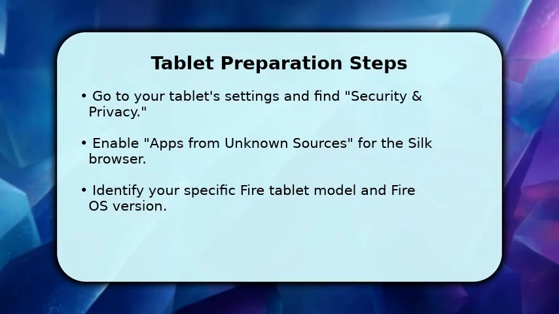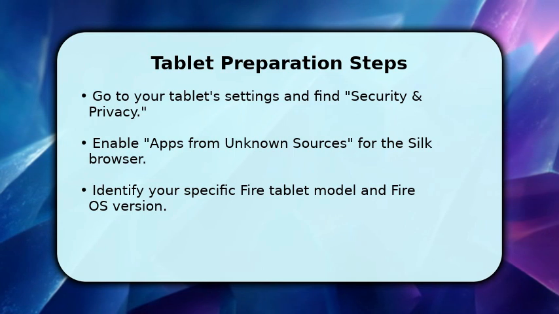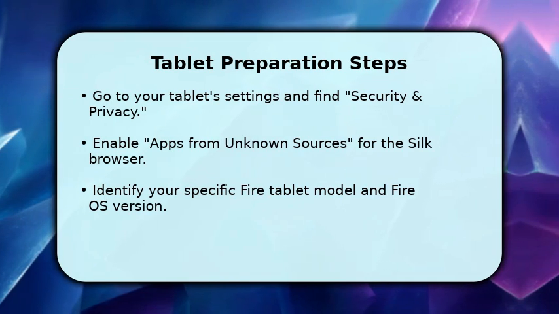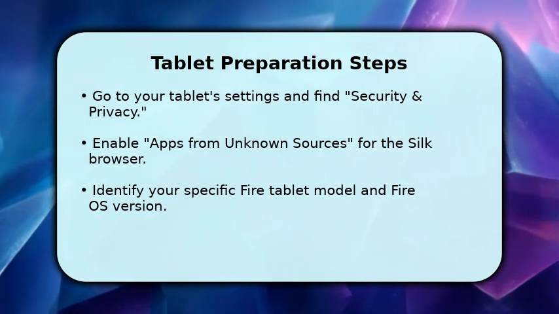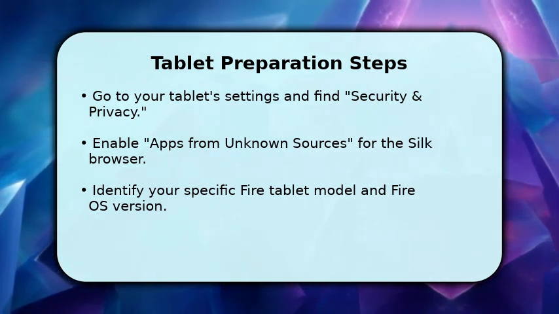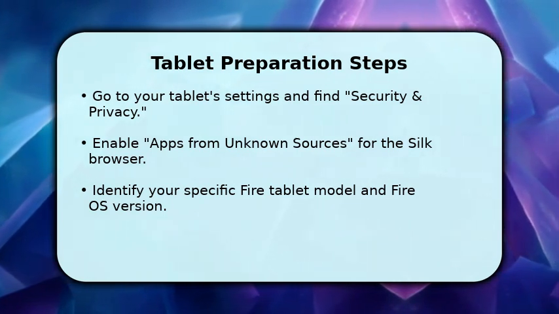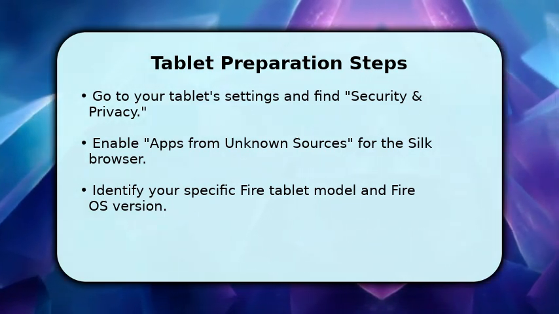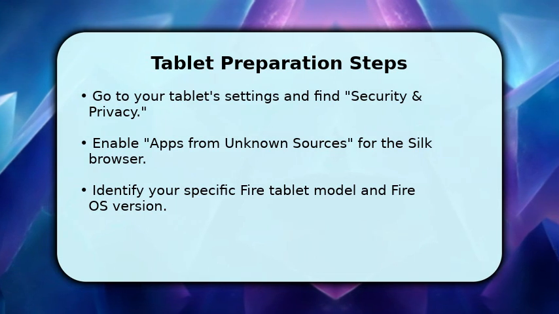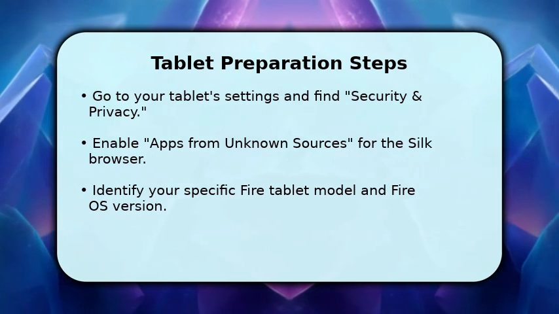Next, let's prepare your tablet. Navigate to your device's settings, then locate the Security and Privacy section. Here, you will need to enable apps from unknown sources, specifically for the Silk browser. This allows your tablet to install applications not found in the Amazon App Store. It is also helpful to know your tablet's model and Fire OS version, as some APK files are device-specific. Finally, temporarily remove any SD card to ensure all necessary files download directly to your tablet's internal storage.